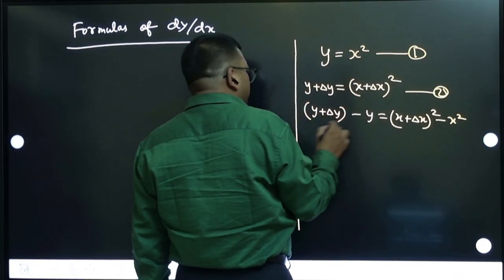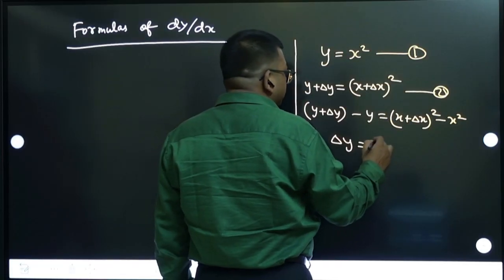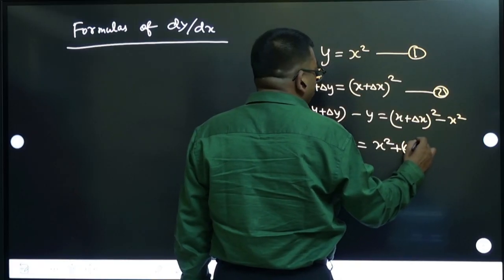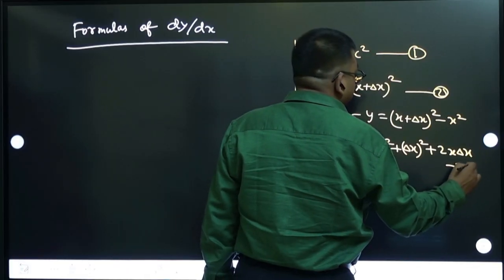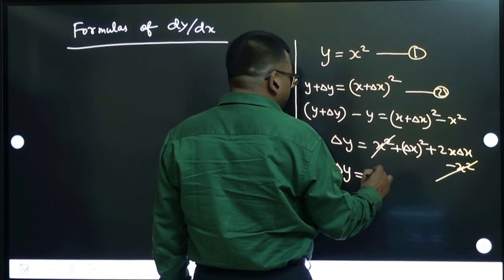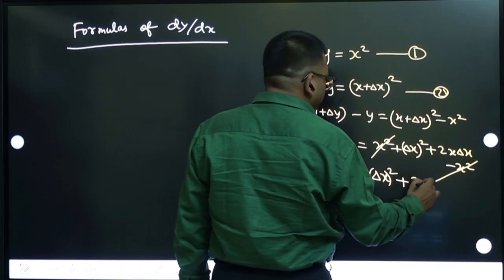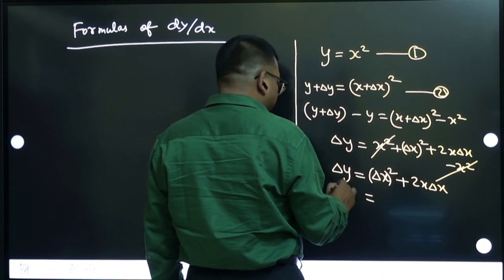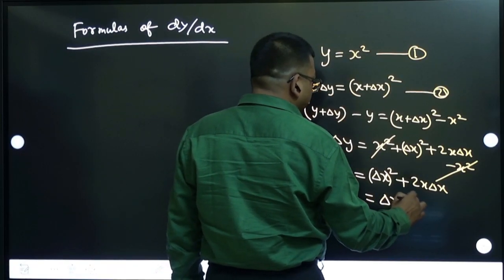So from here y got cancelled, you got delta y. You can open this (a plus b) whole square: delta x whole square plus 2x delta x, minus x square. Here x square terms will go away. So delta y becomes delta x whole square plus 2x delta x. Now I will take delta x common, or I will divide by delta x. So delta y by delta x is equal to delta x plus 2x.